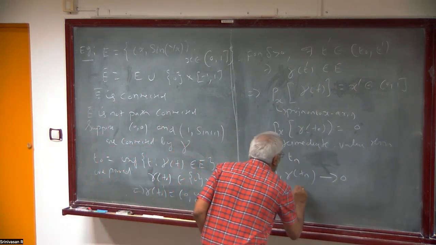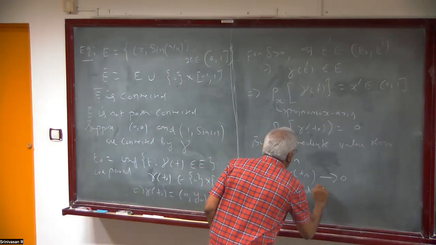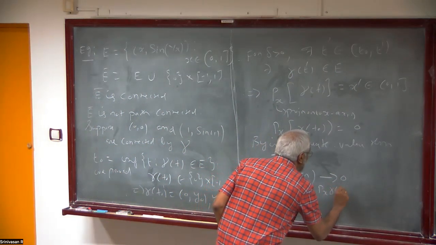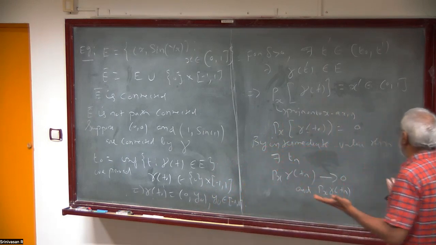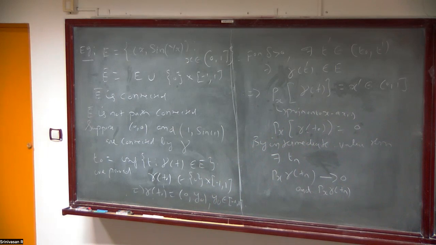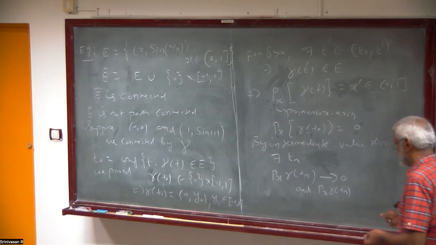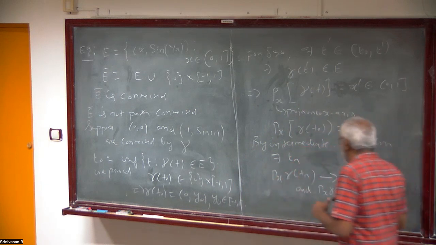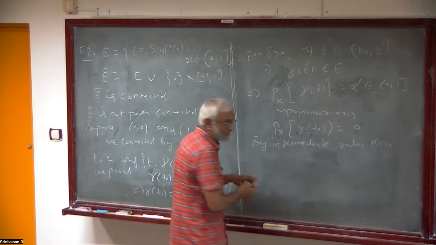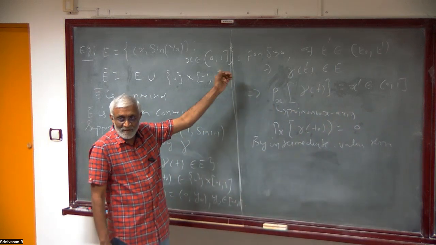And Px of gamma of Tn can be chosen anywhere, anything. Right? All I am saying is that, clear? Should I write? Should I make it more clear?